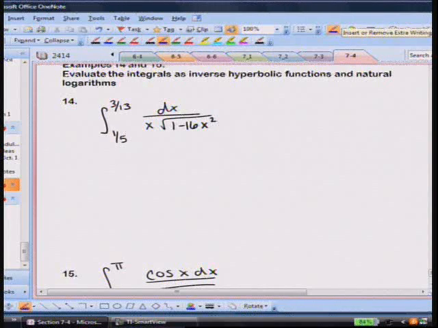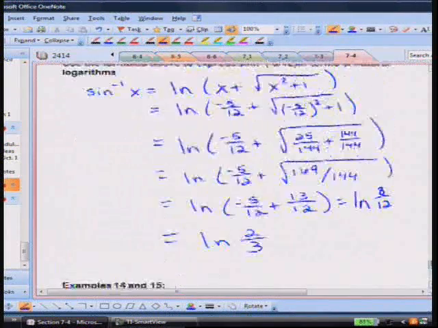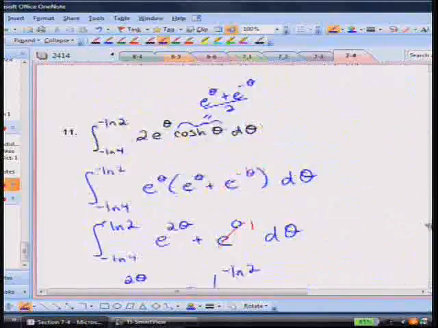All right, now number 14 says, evaluate the integrals as the inverse hyperbolic function and natural logarithms. Oh, we get to do both. Fun. Okay, so let's see how we're going to begin on this one. This is 71. This is our last two. All right, I'm going to let u equal, but you've got to have some thinking first. Inverse hyperbolic functions means, let me see if I can find one of those hyperbolic functions that looks sort of like that one, the inverse integral thing.